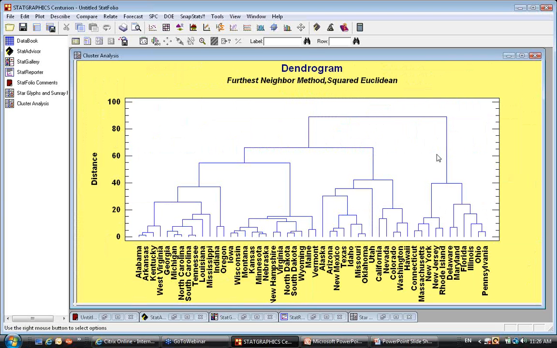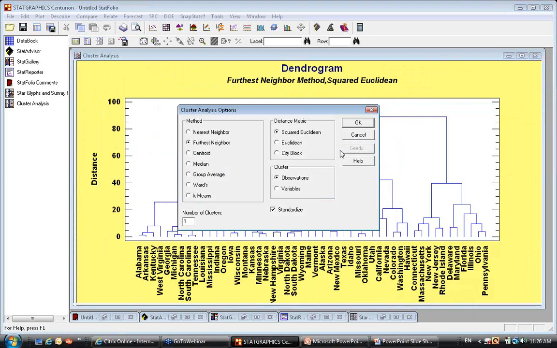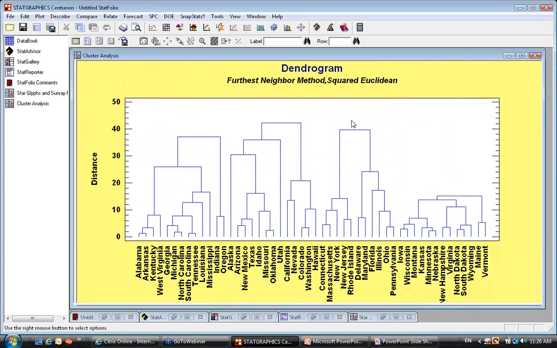Well, let's go back to the dendrogram for a moment. Let's press the right mouse button, go to Analysis Options, and ask it to group the states into 4 clusters. That basically says stop the algorithm after you've divided the states into 4 groups. And as I said before, you can now see basically natural groups.